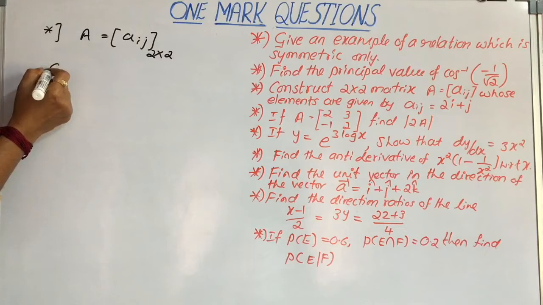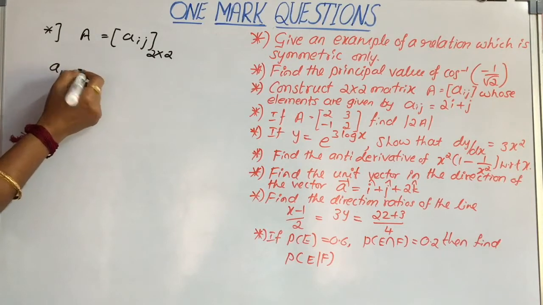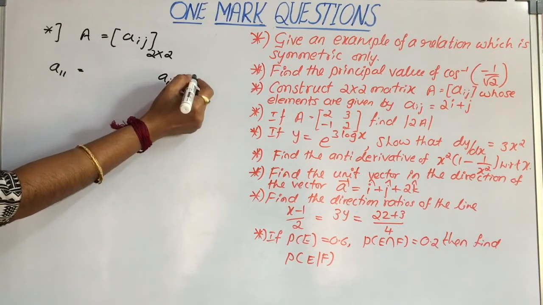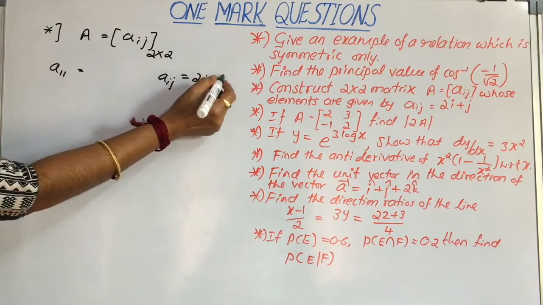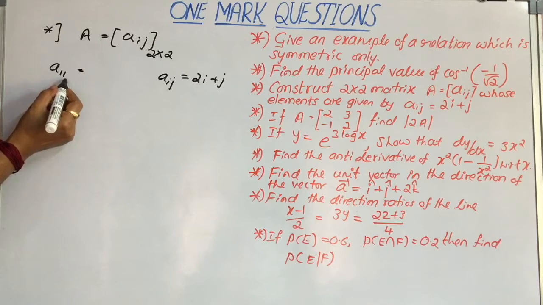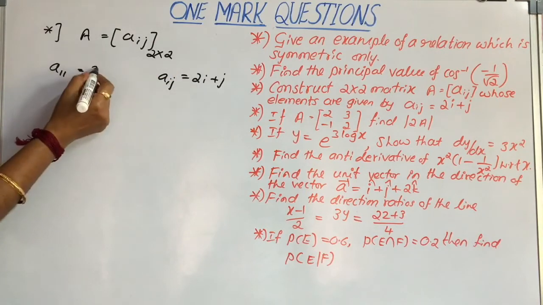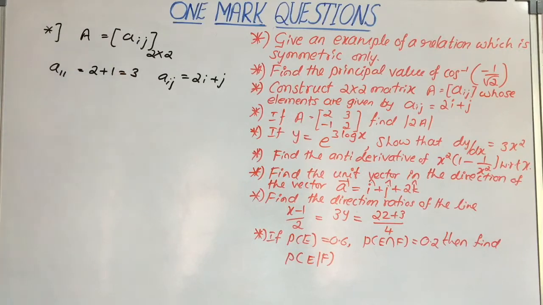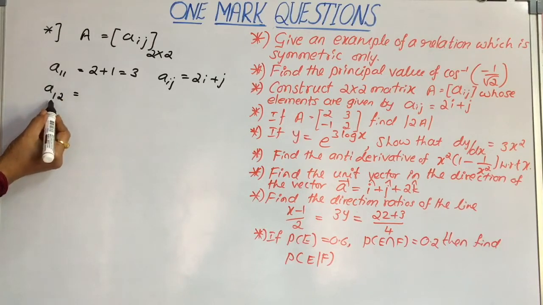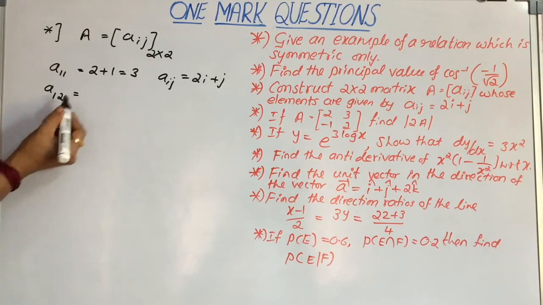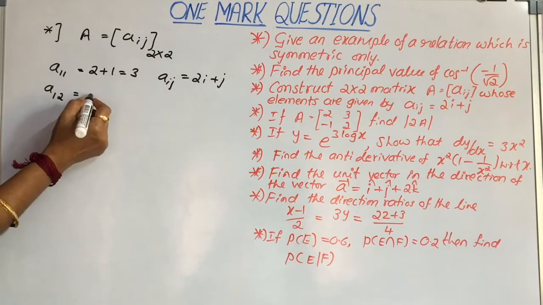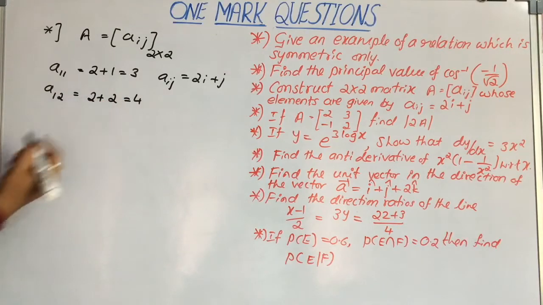So, let us consider A11. According to the statement, Aij is 2i plus j. Now A11 means i equal to 1 and j equal to 1. If we substitute these values here, we'll get 2 plus 1, that is 3. Consider A12, that is i is 1, j is 2. If we substitute these values in the function, we'll get 2 plus 2, that is 4.